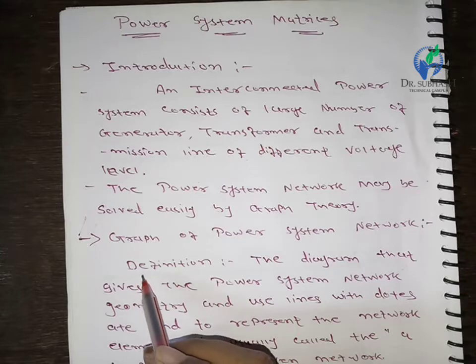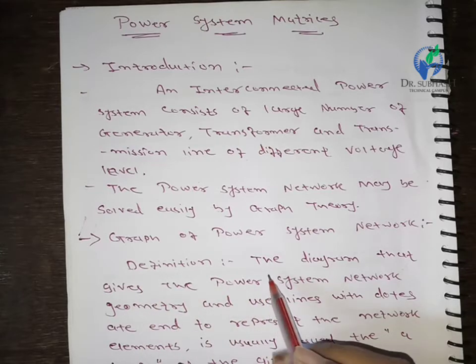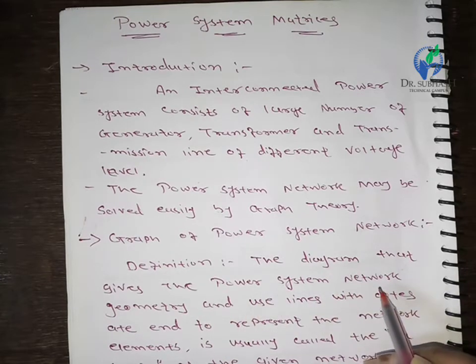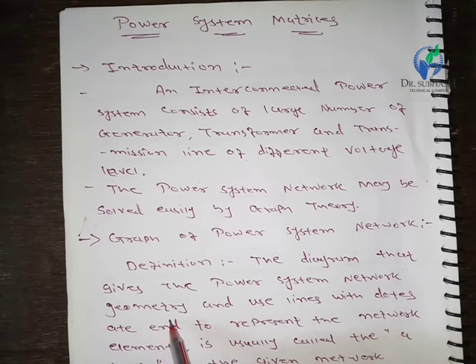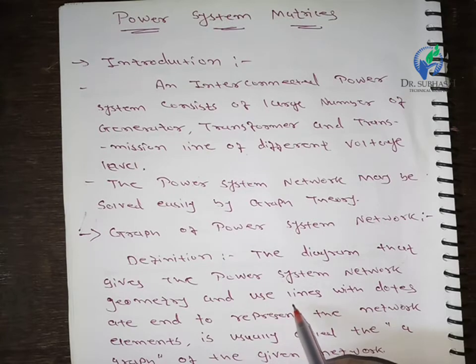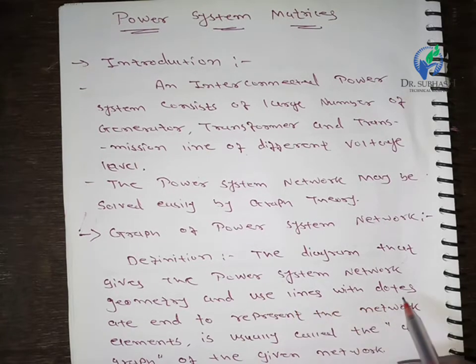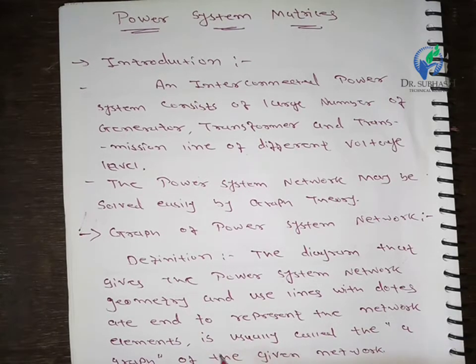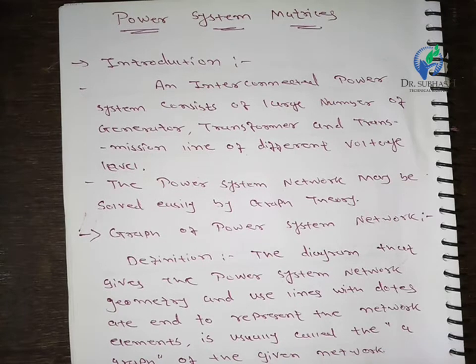The definition: the diagram that gives the power system network geometrically, using a linear line with dots at the end to represent the network elements, is usually called a graph of the given network.